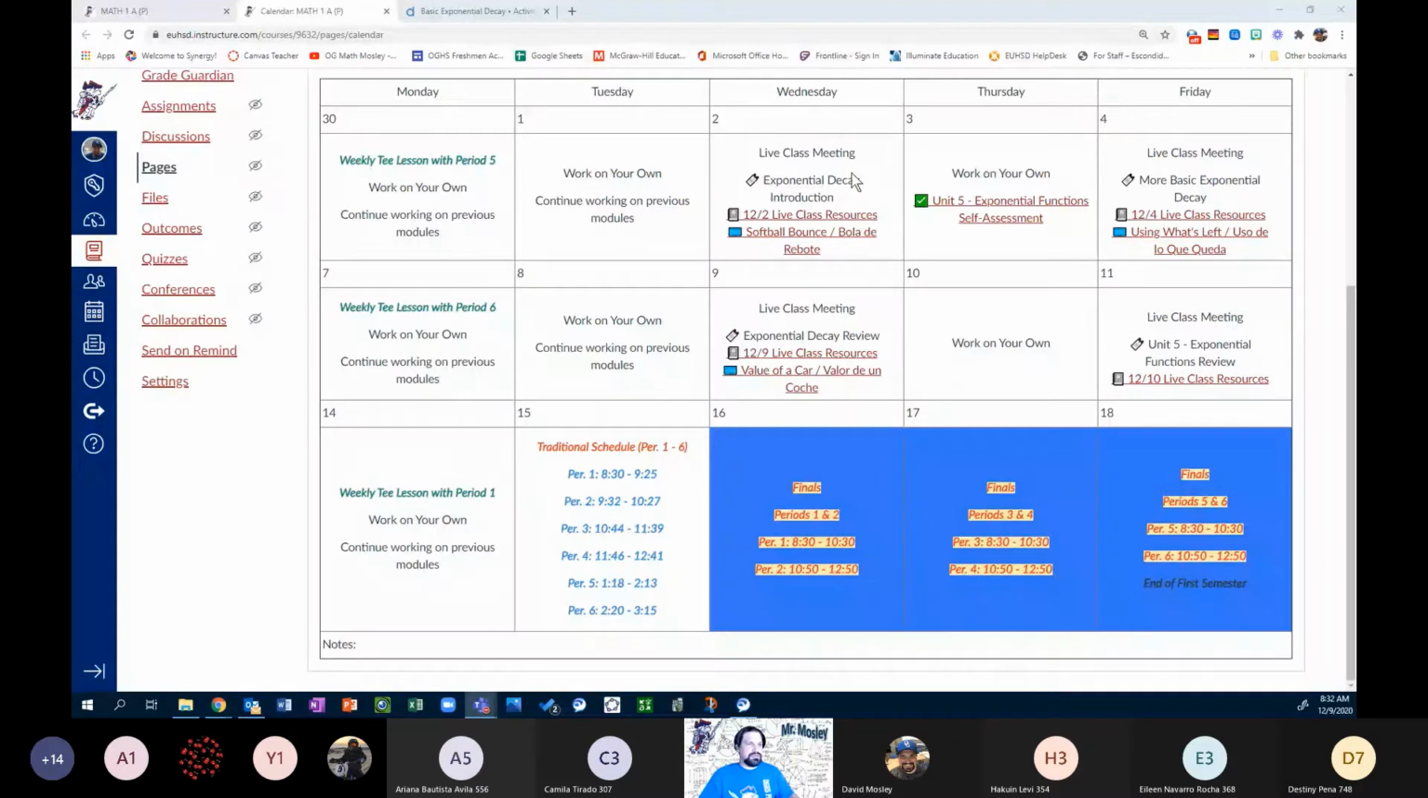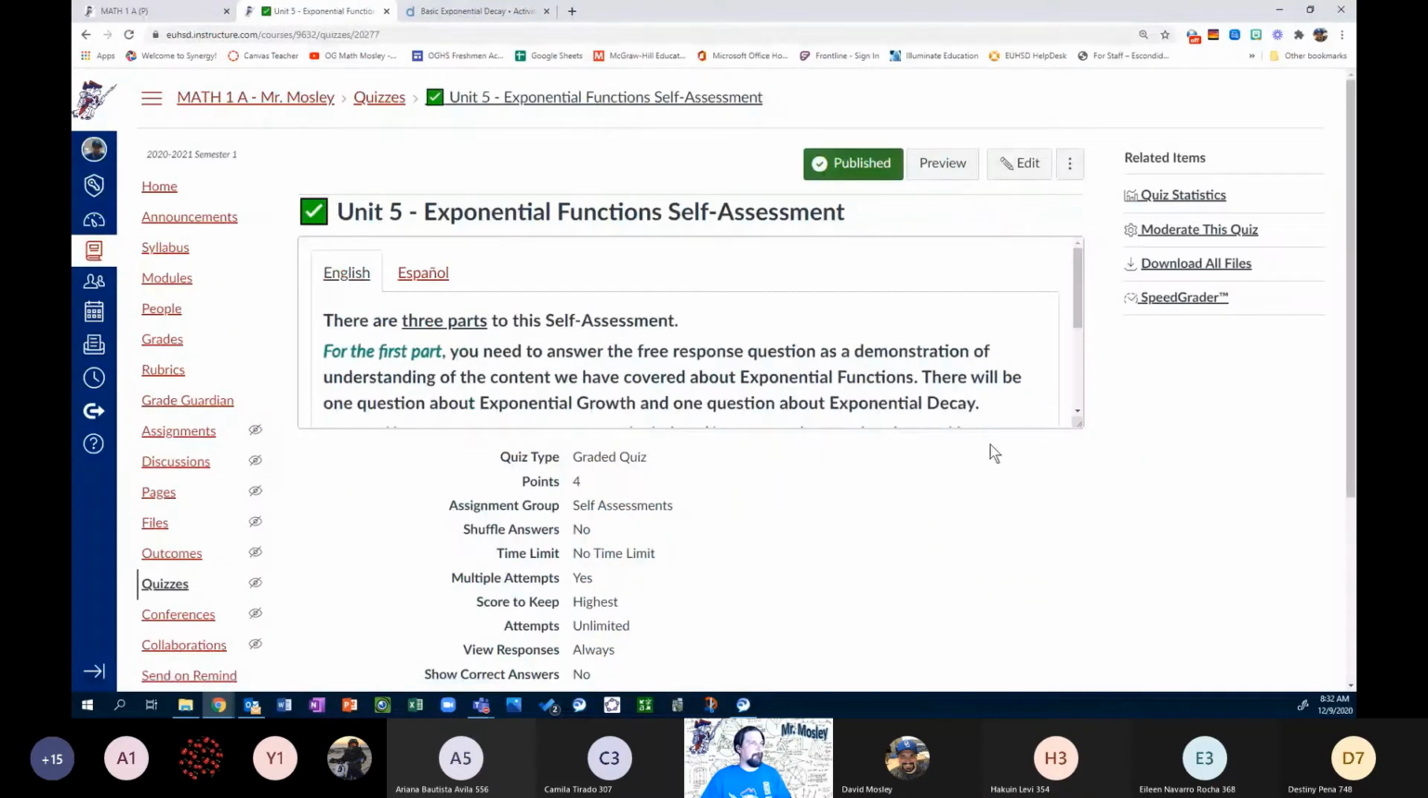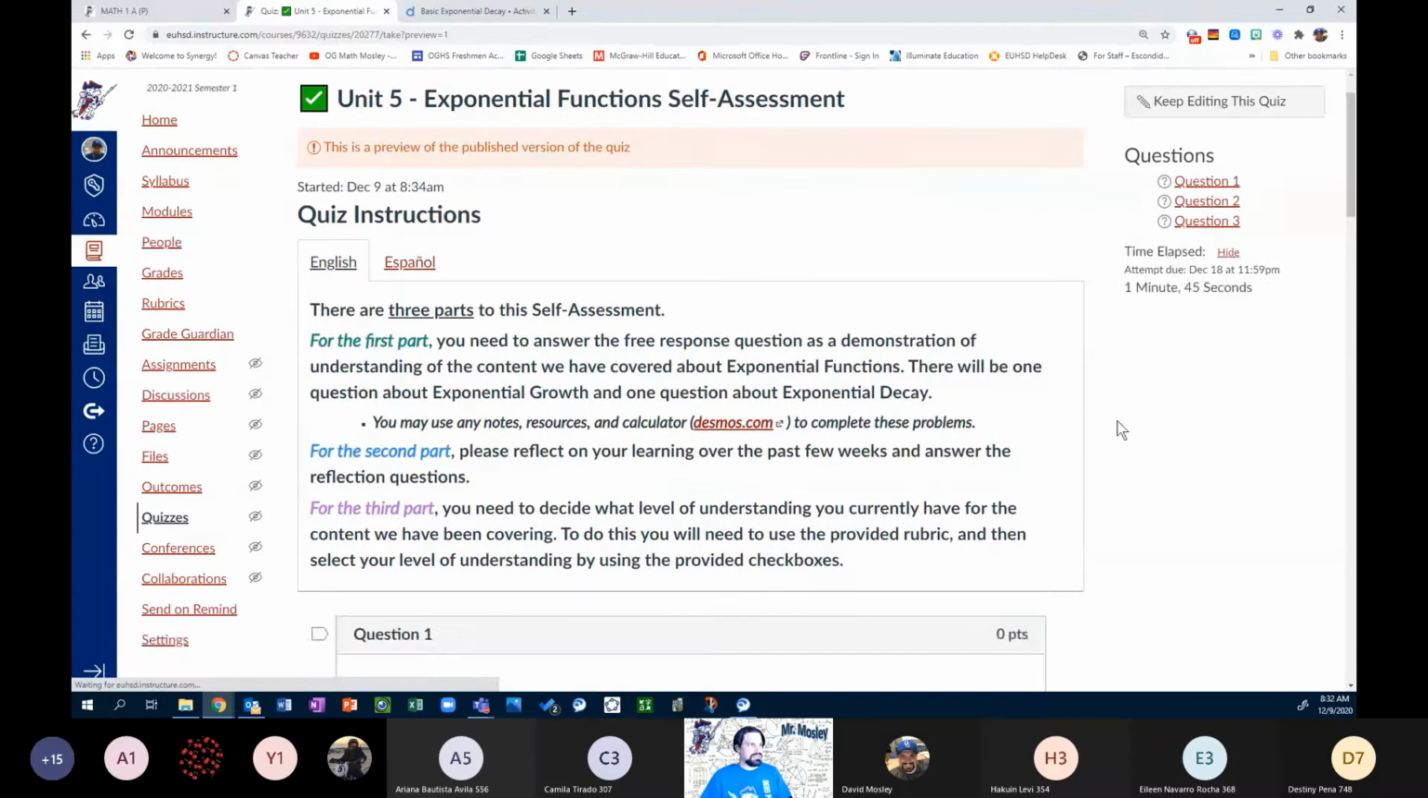You guys could start your Unit 5 self-assessment if you like. That should be available. Let me make sure it is available. Yes, it's published. All right. So, real quick before we get started, let's take a look at this.